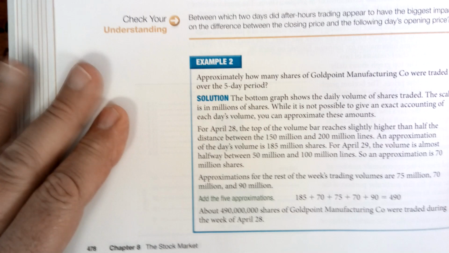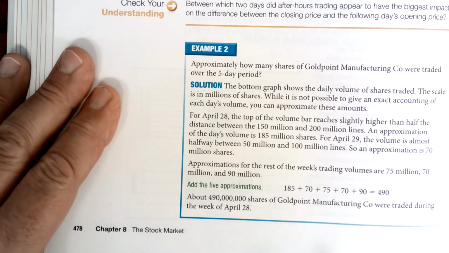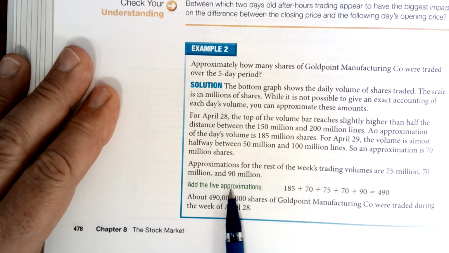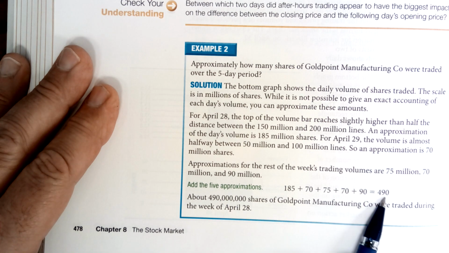So take a look. They added up the approximations. Okay? And it doesn't look like they divided it by 5. So there it is, 490 million over a 5-day period. Okay, no average. Let's go to example 3.